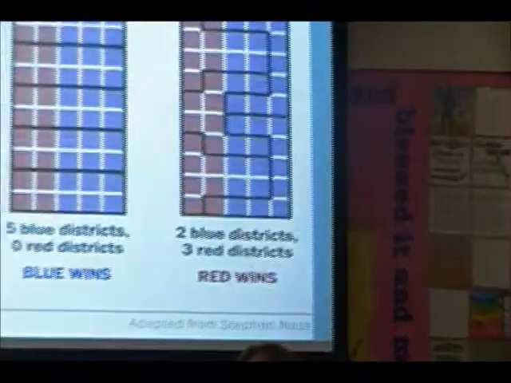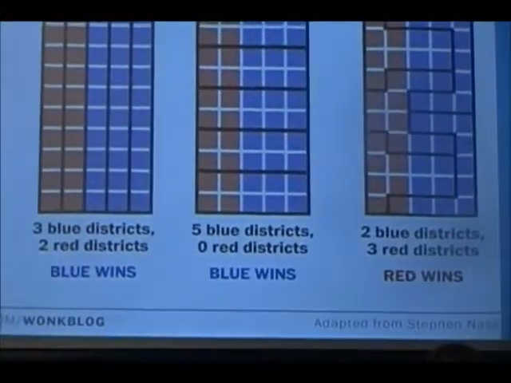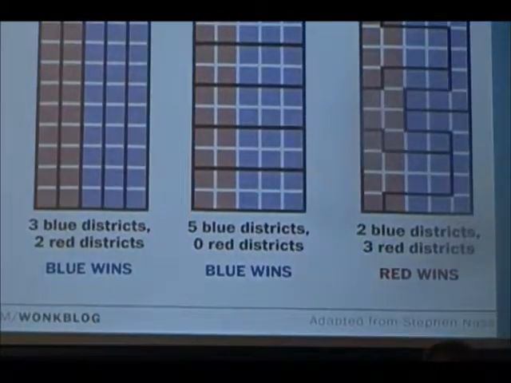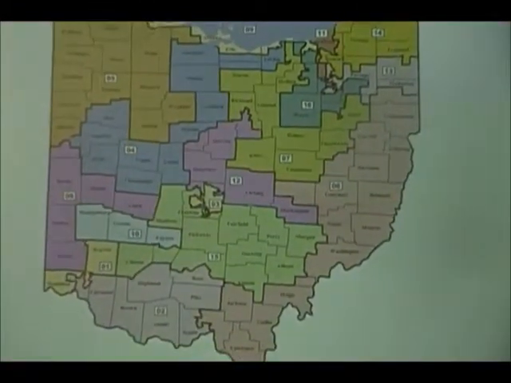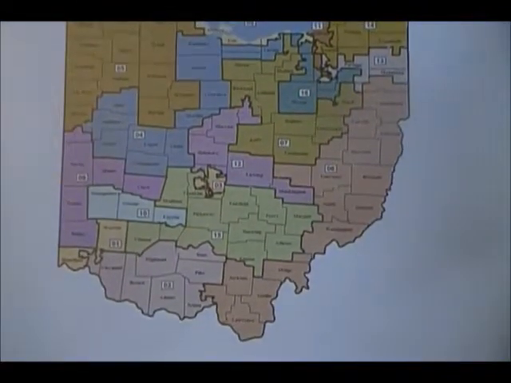I think it is important to think about how they do this. Now, none of us live in perfect rectangles, but this gives you a sense of how, when you draw the district lines different ways, you can, in fact, have different outcomes. Now, to understand this better, you can actually look at this in our state.